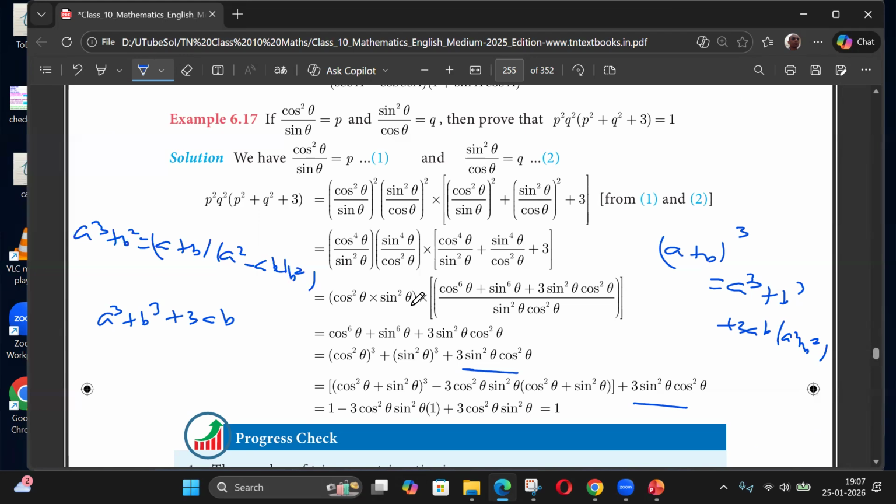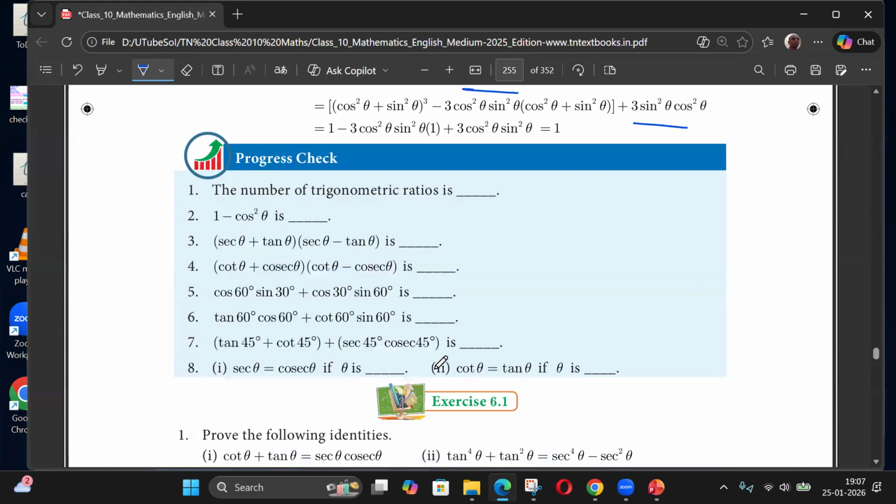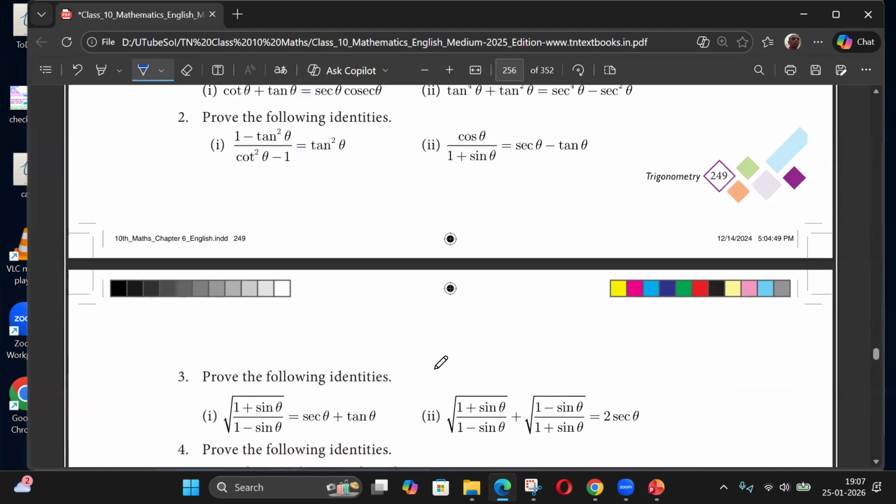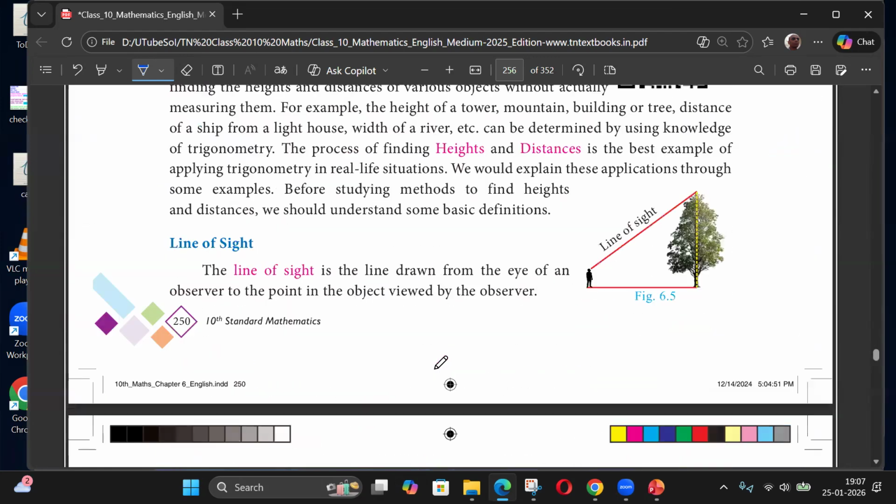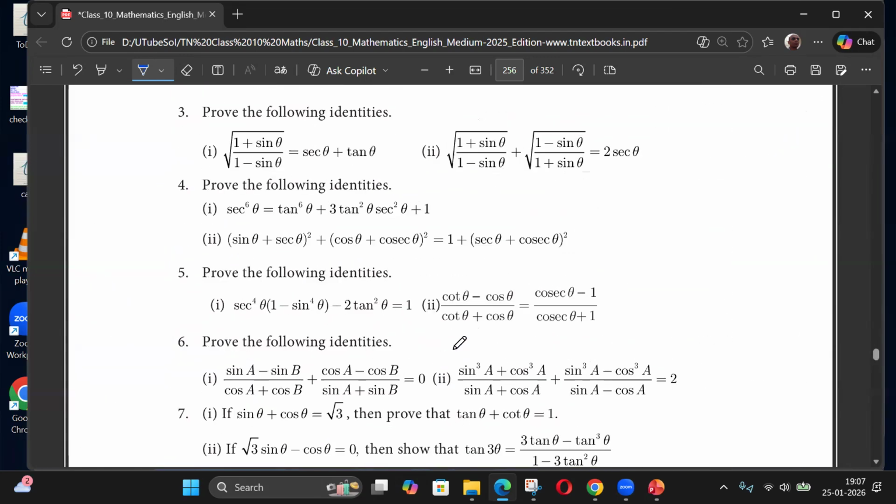Okay, I think we're almost done with what we planned, the example sums. Next is heights and distances. So practice this question. If you don't get anything, let me know.